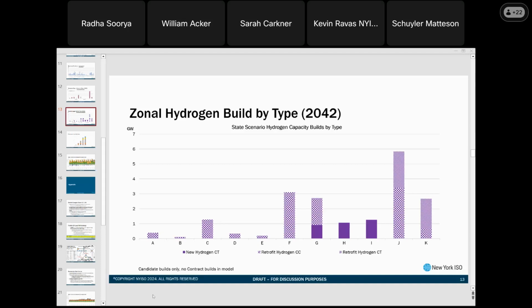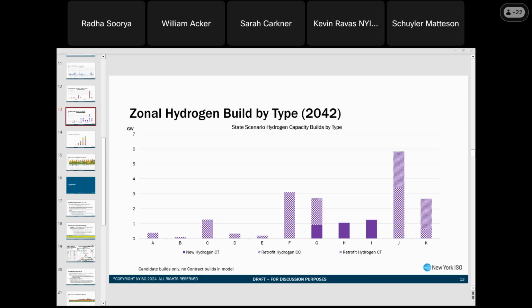What's the capacity factor? That's a good point. I'm sorry, what is that? Depending on the resource we're talking about, it's usually under like 1%, incredibly low. Okay. Thank you.